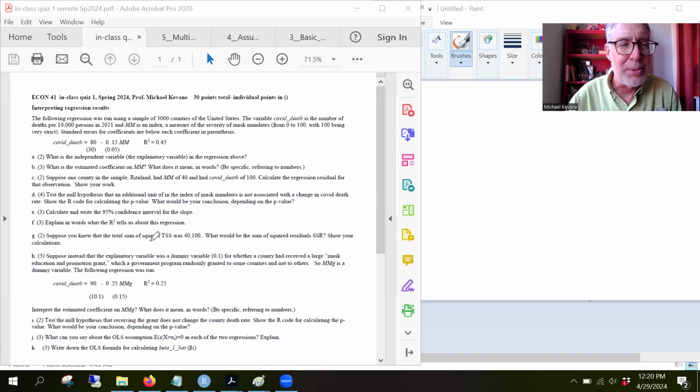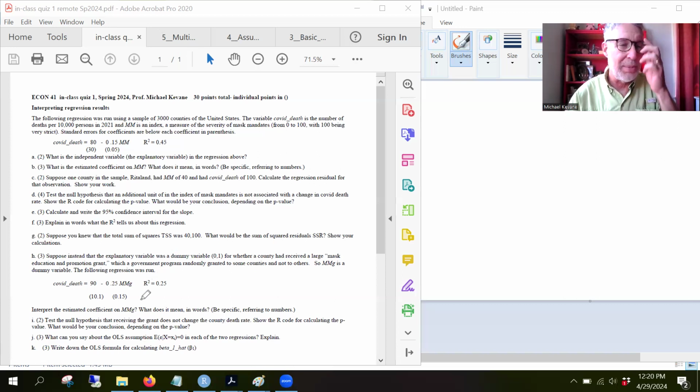Suppose you knew the total sum of squares. I don't know that anybody got that wrong. If you got it wrong, it's because you used the wrong formula. R squared is equal to 1 minus the sum of squared residuals over the total sum of squares, TSS. Some people wrote 1 minus SSR, the whole thing divided by TSS, which is obviously wrong. So make sure you know that formula.